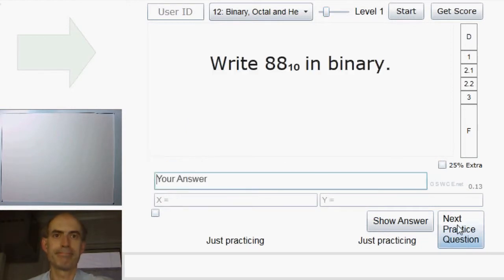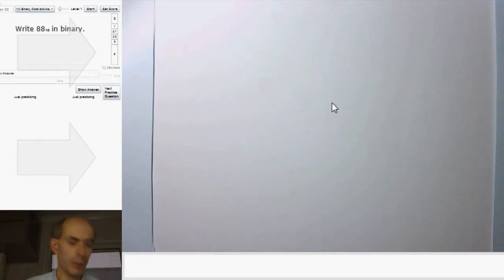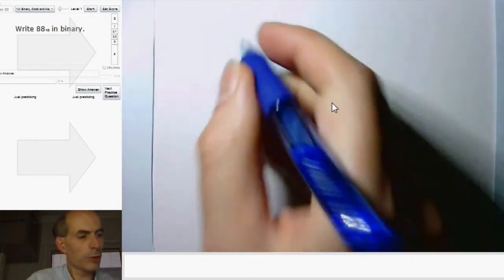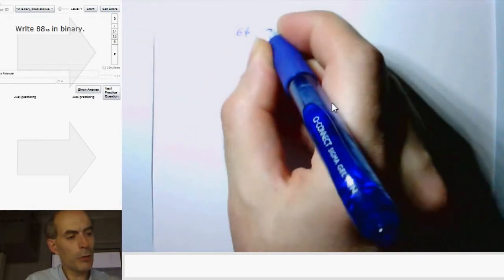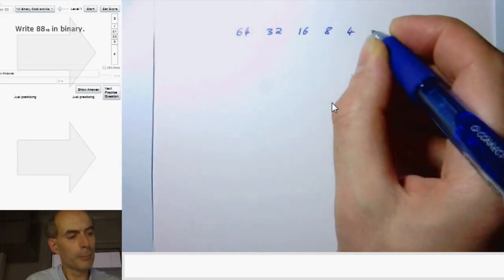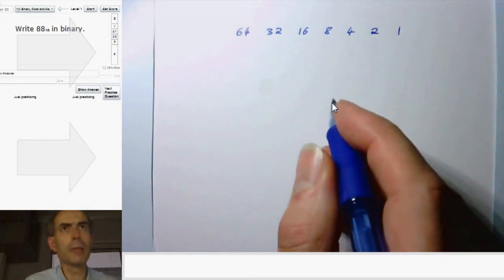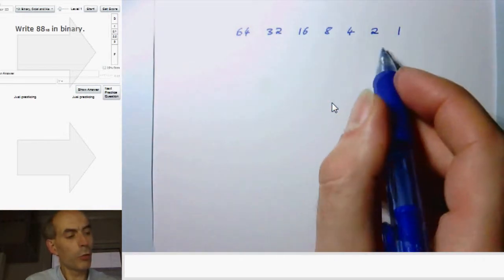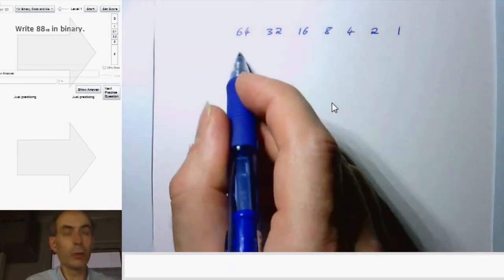First question. That's the decimal number 88. You can tell it's decimal because of the 10 in the subscript down here. We want to write 88 in binary. As you may know, in binary the columns are the 64 column, the 32 column, the 16 column, the 8 column, the 4 column, the 2 column, and the 1 column. And we can put either 0 or 1 in any of these columns.